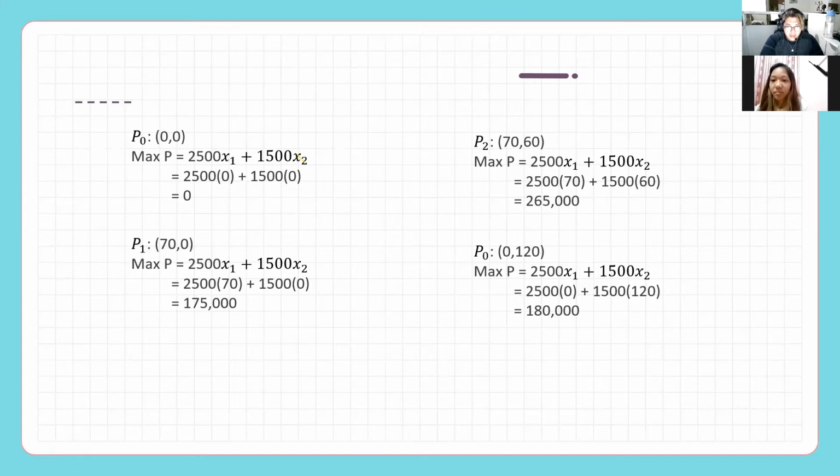And P sub 0, 0 and 120. Max P equals 2,500 x sub 1 plus 1,500 x sub 2, and 2,500 multiplied by 0 plus 1,500 multiplied by 120 equals 180,000. So, the last P sub 0, what is that? It's P sub 3, there was just a typing mistake.